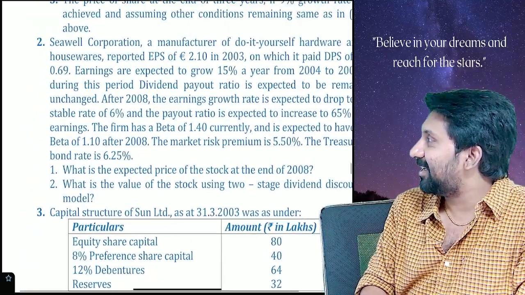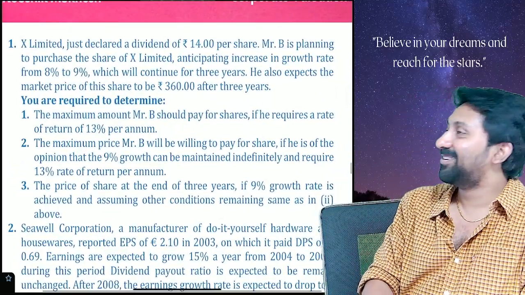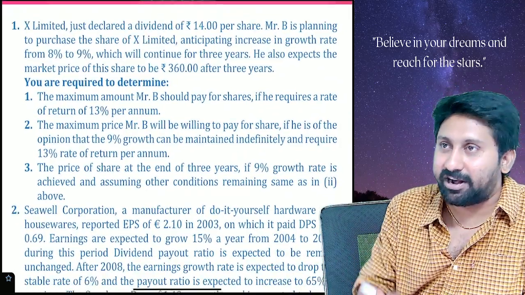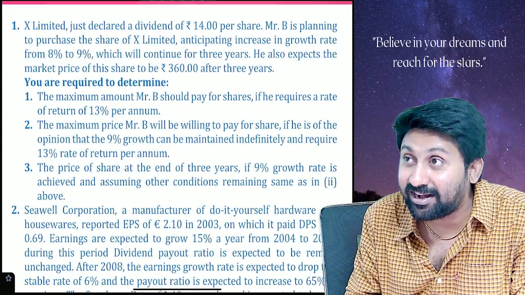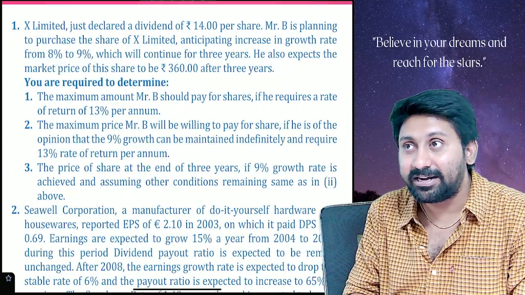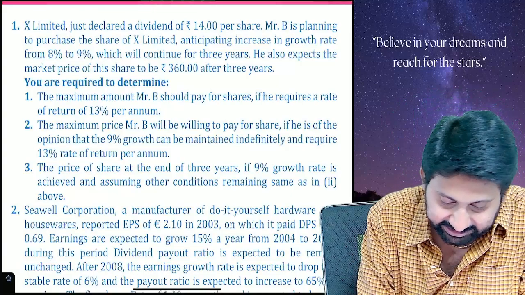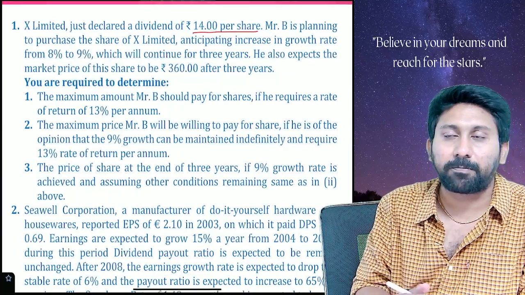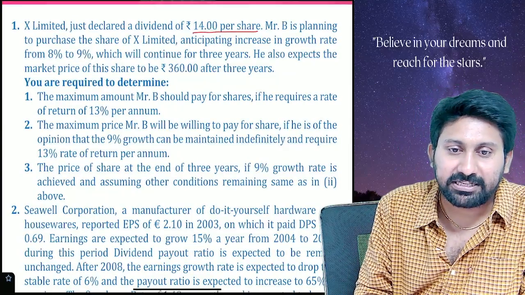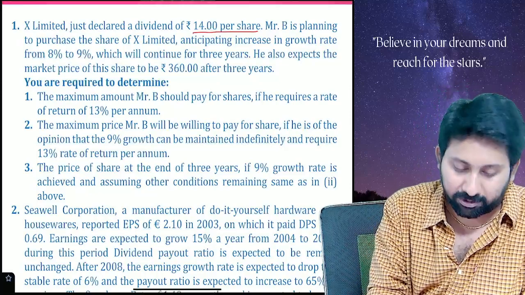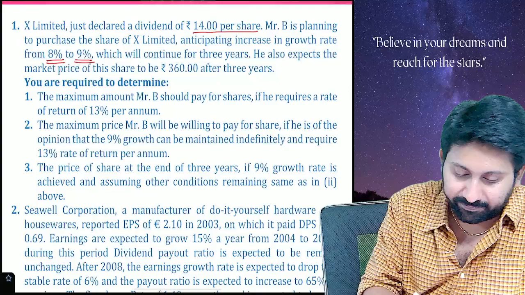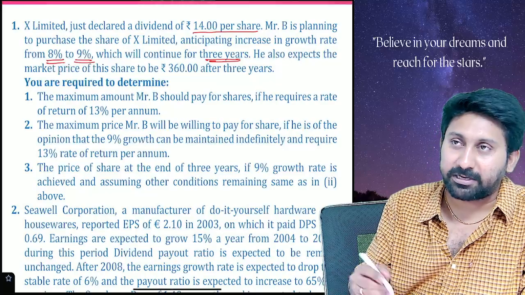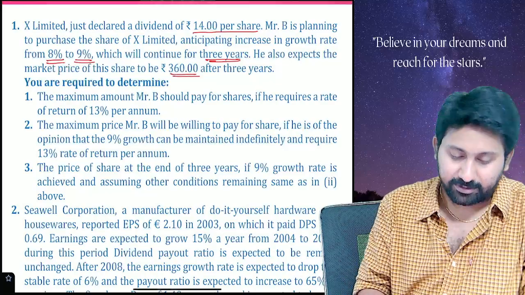So see here, X Limited just declared a dividend. Whenever I say just declared, D0 or D1? D0, it's a D0. Just declared a dividend of 14 per share. Mr. B is planning to purchase the share of X Limited, anticipating increase in the growth rate from 8% to 9%, which will continue for 3 years. He also expects market price of the share to be 360 after 3 years.